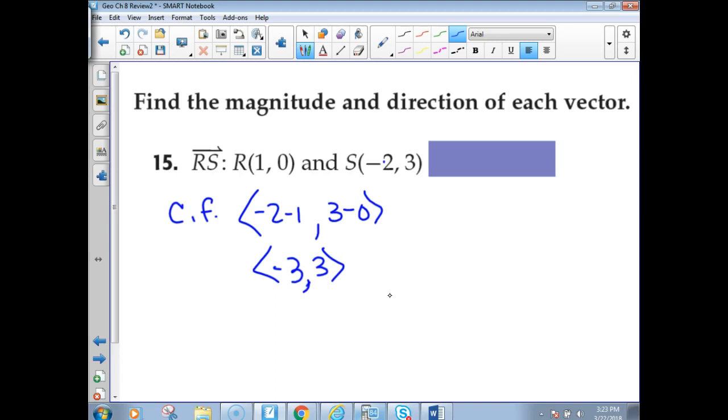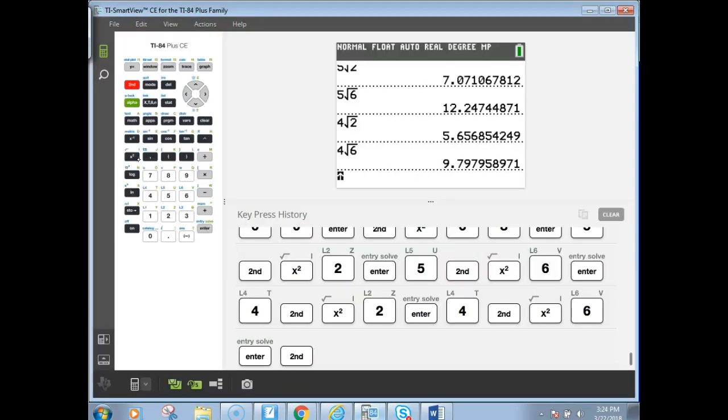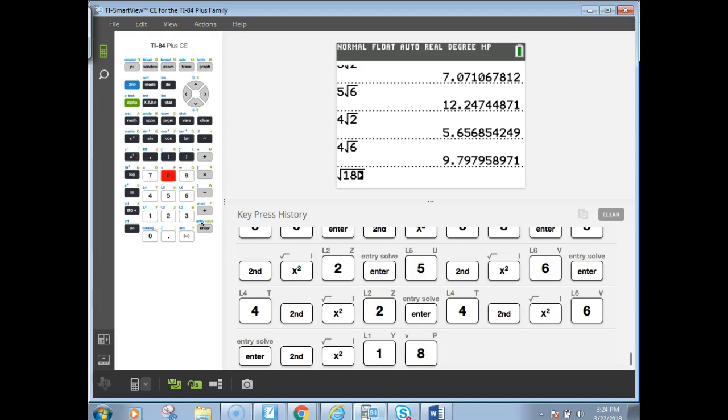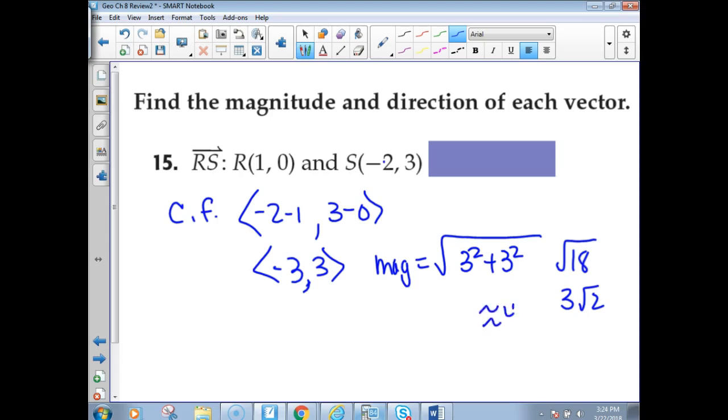Now take those values and do the magnitude, which is always the square root of 3 squared plus 3 squared. And you don't even have to use the negatives, because you're going to square them anyway. That's 9 plus 9, so you get the square root of 18. If you wrote exact radical form, that would be 3 root 2. I'm going to take the decimal. Square root of 18 is approximately 4.2. Then it says to do the direction.